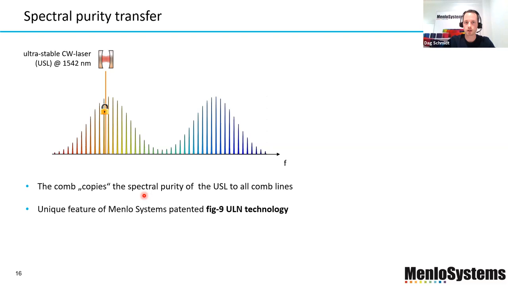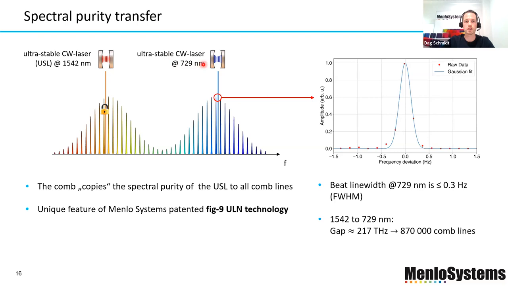And how do we show that? Well, we take a second ultra-stable laser, this time at 729 nanometers, and just have a look at the beat signal between the ultra-stable laser and the comb line here. And as you can see here, the beat line width at 729 nanometers is smaller or equal than 0.3 hertz, full width half maximum. And the red dots here are just the raw data, no division by a factor of square root two or something, nothing done here. This is just the raw data and the fit.